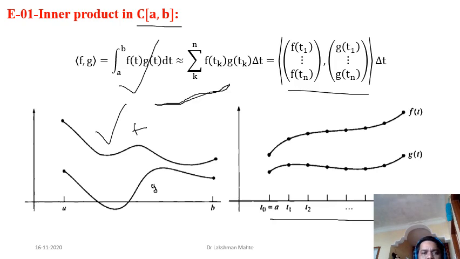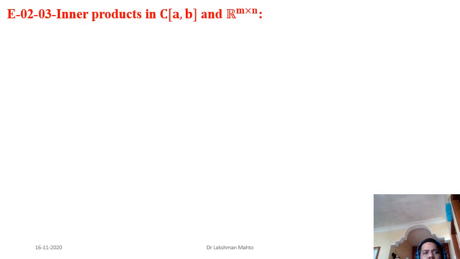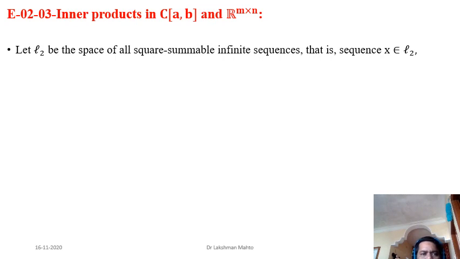That means any function, you can say, is a non-Euclidean vector, because C[a,b] is also a vector space. Every element of that vector space you can call a vector, or in general it is a linear space. Okay, so it might be clear to everyone. I am taking one more example.